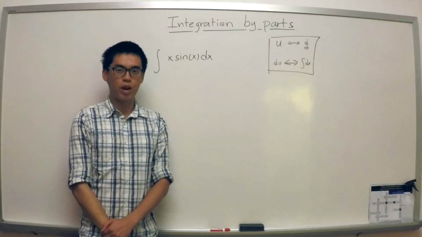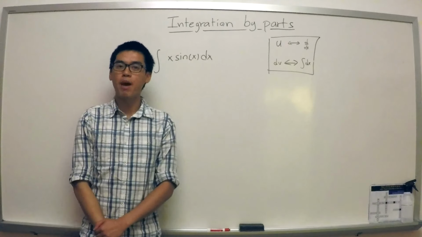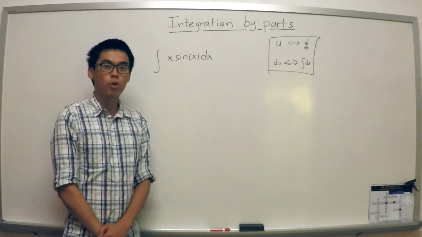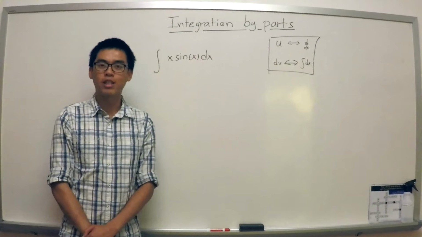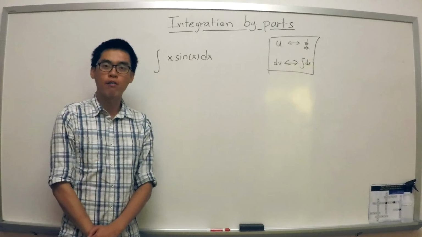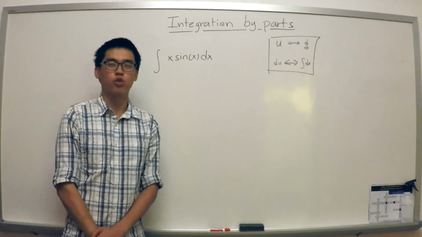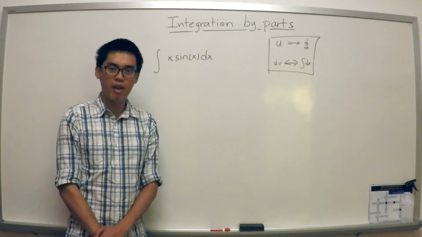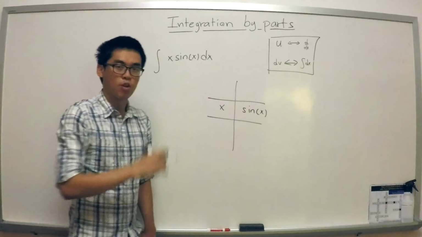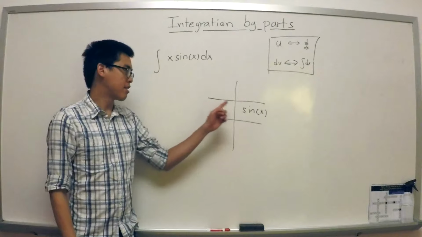Alright, so let's try to integrate this function together. The integral of x sine x dx. When you look at x sine x, the first question to ask is which part you want to be u and which part you want to be dv. Let's think about that a little bit. Your function consists of two parts, x and sine x.